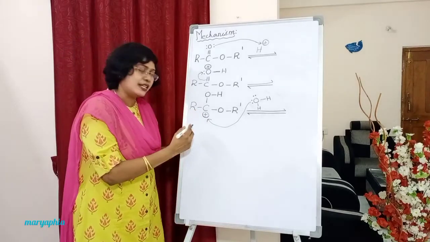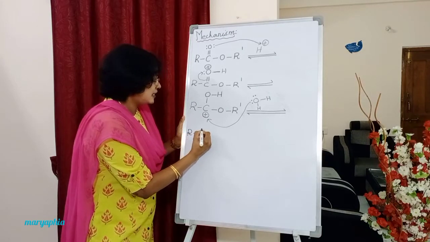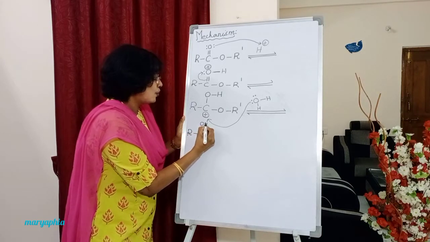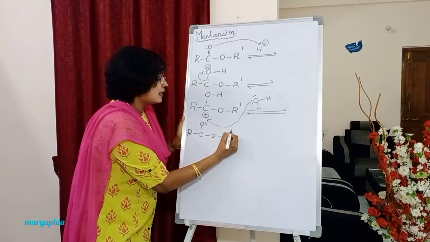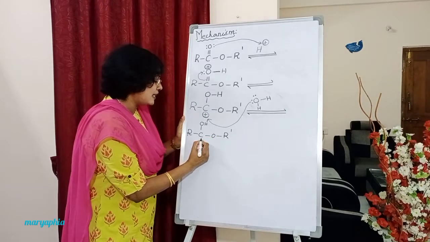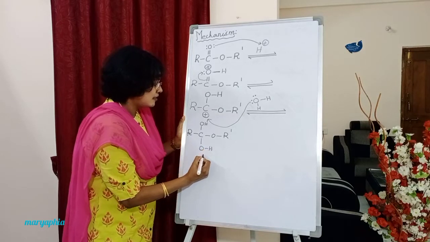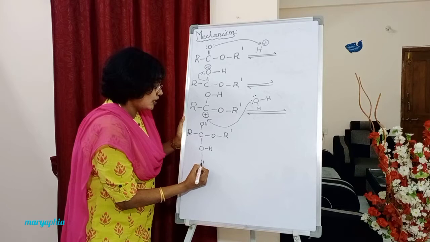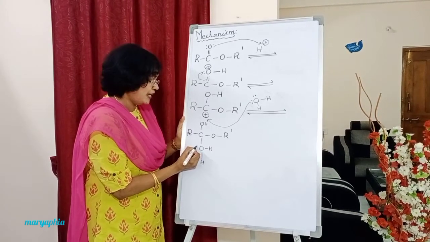Shall I write here, students? Write down R, C, OH, here O, R dash. Now here comes oxygen, hydrogen. The whole water molecule will come here, students. Now it has only one lone pair.